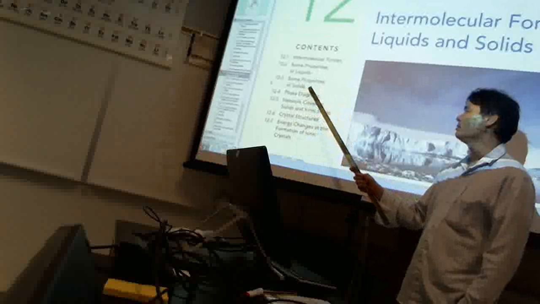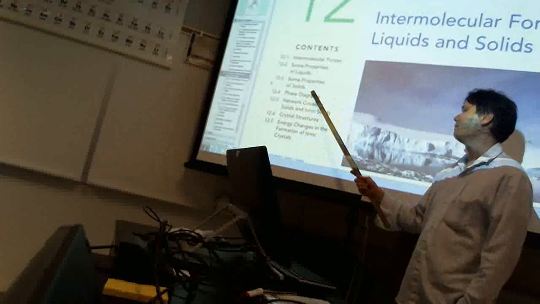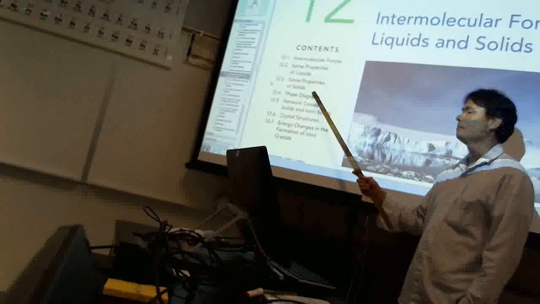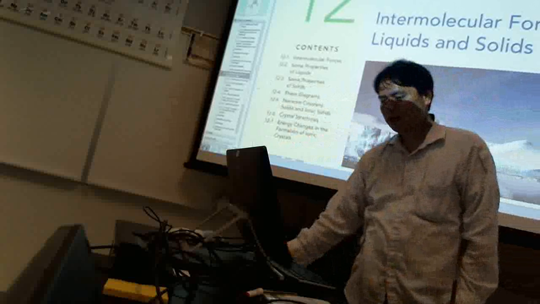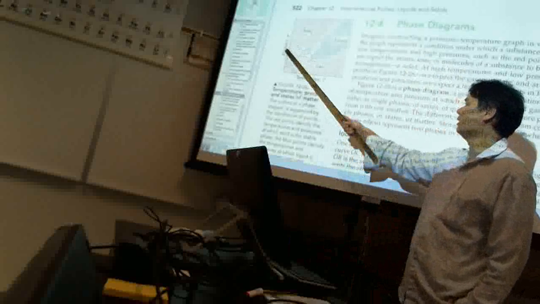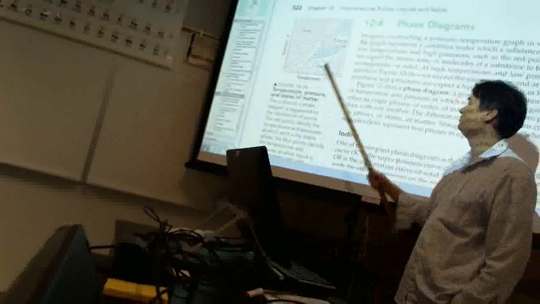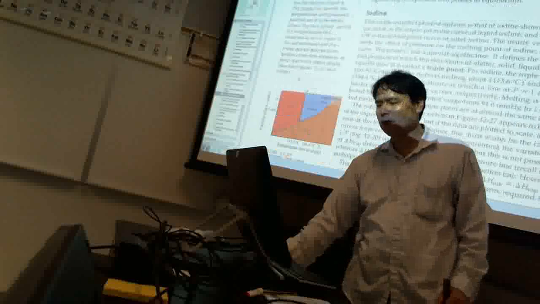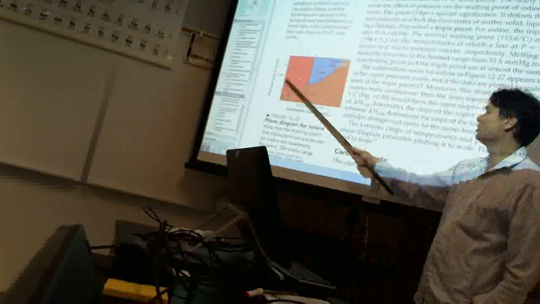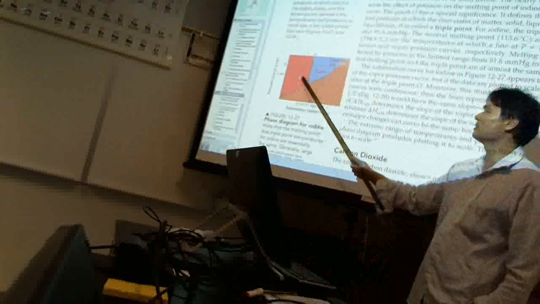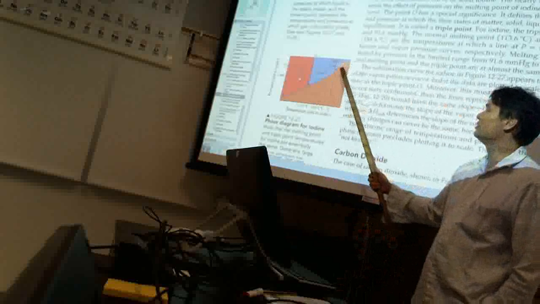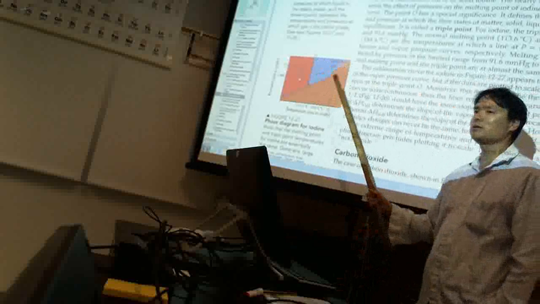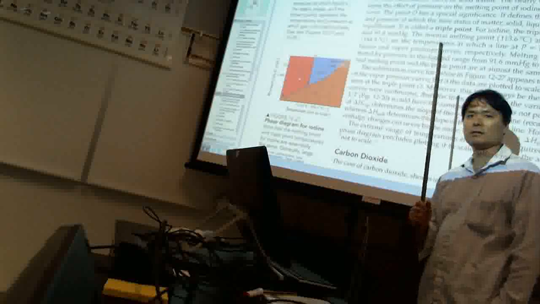And then some properties of solids, melting point. Okay, that's about it. And then phase diagrams. Have you ever heard of a phase diagram? Phase diagrams tell you under what conditions of pressure and temperature a particular phase is stable. Under certain conditions of temperature and pressure, the gaseous phase is most stable, or the liquid phase is most stable, or the solid phase is most stable. There's another phase here called a supercritical fluid. A supercritical fluid is a hybrid between a liquid and gas, so it has liquid properties and gas properties together.